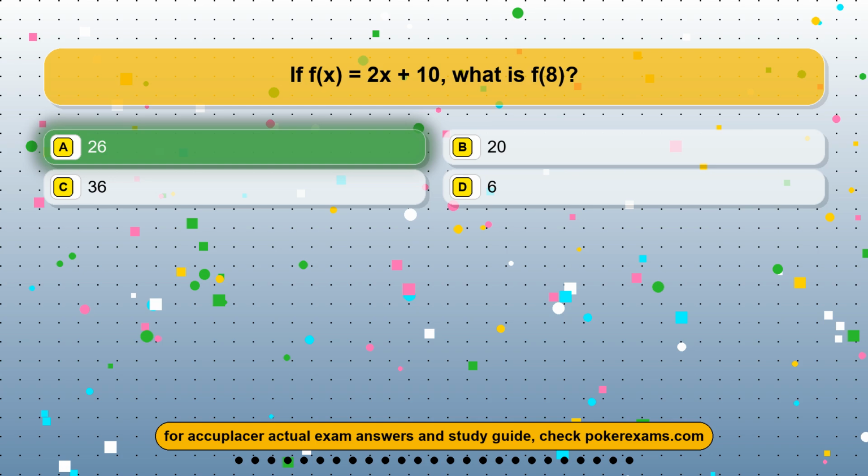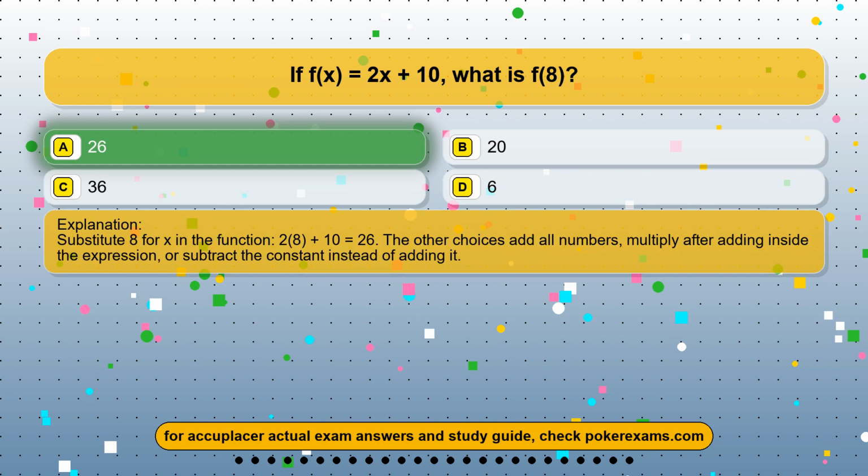The correct answer is option A, 26. Substitute 8 for x in the function: 2(8) plus 10 equals 26. The other choices add all numbers, multiply after adding inside the expression, or subtract the constant instead of adding it.